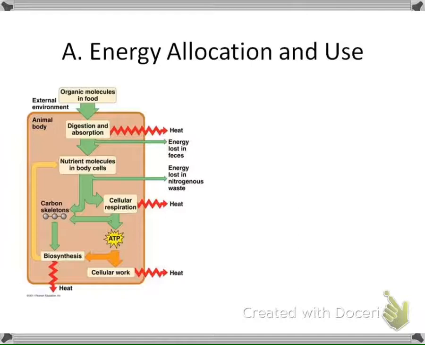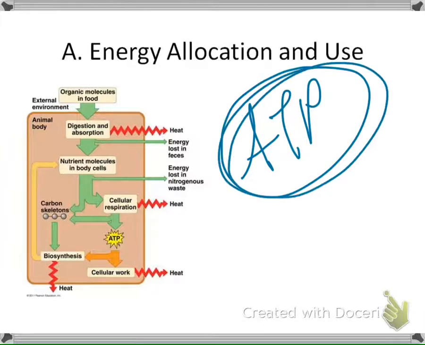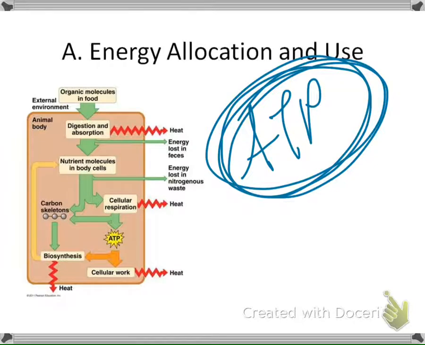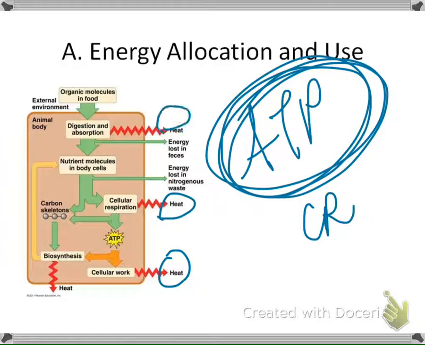Food is broken down by enzymes and converted to ATP, remember, cellular energy. What process? Cellular respiration. And cells use that ATP for energy. With all of this, any heat generated is usually eventually given off.